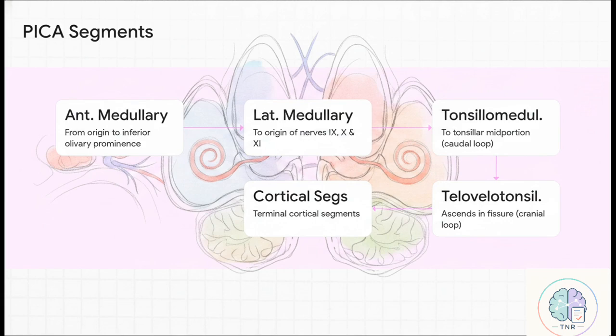First, the anterior medullary segment. Second, the lateral medullary segment. Third, the tonsillomedullary, which by the way contains the caudal loop. Fourth, the telovelotonsillar, carrying the cranial loop. And fifth, the terminal cortical segments.